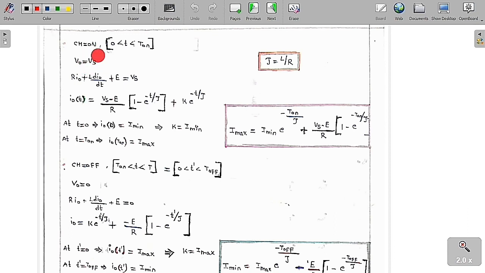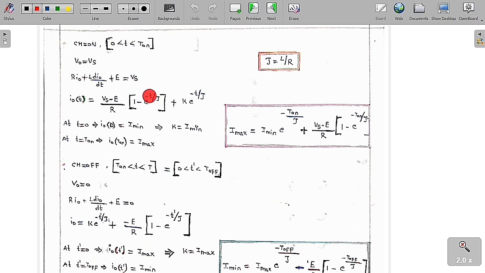When the chopper is on means the chopper is on for a period of T lies between 0 to T on. Only this time the chopper is on. So therefore the output voltage is equal to Vs. So I want to write the time domain expression of the output voltage. So output voltage is equal to R into I naught of T plus L into D I naught of T by dt plus E is equal to V naught of T. Means I am going to write the time domain expression of the output voltage.